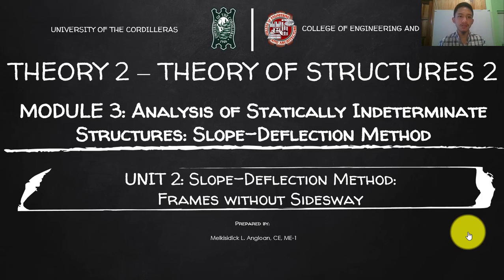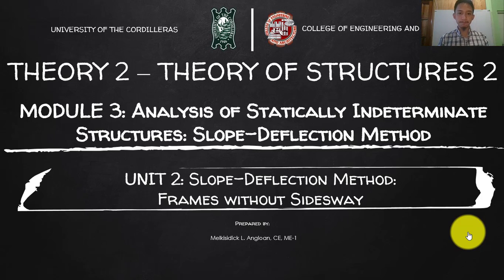Okay, so Module 3, Unit 2, the Slope-Deflection Method, analyzing frames without sidesway. If you try to recall our introduction, I discussed there the topics dealing with the slope deflection. We will be tackling your continuous beams, your frames without sidesway, and the frames with sidesway. We are done with your Unit 1 on the analysis using slope deflection method of continuous beams, and now we will proceed with your Unit 2, analysis of frames without sidesway using slope deflection method.